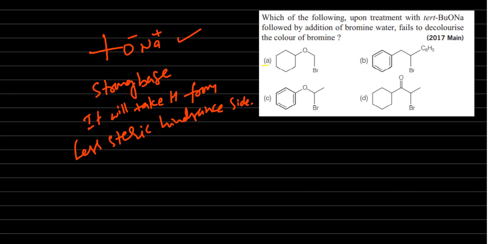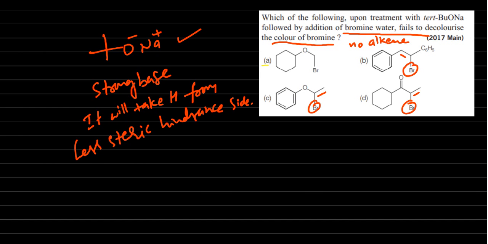But here, addition of bromine water fails to decolorize the color of bromine. That means there is no double bond. This meaning is no alkene. No alkene formation. See here, alkene will be forming here from this bromine and here hydrogen. If this bromine is going here, double bond. If bromine is going here, double bond. So in all these B, C, D cases, alkene is forming.